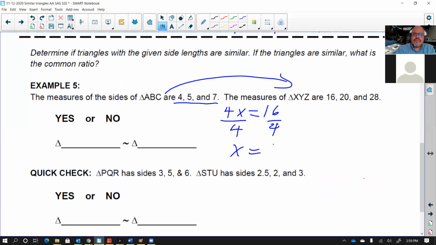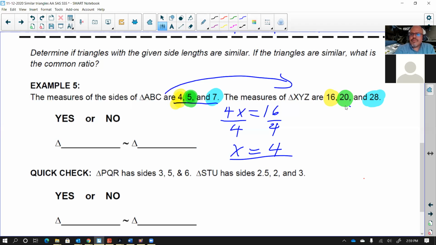So x is equal to 4. Now, if you notice, the smallest side is 4, and the smallest side over here is 16. The next biggest side is going to be 5 and 7, and then the largest side for both of the triangles is 5 and 28. I mean 7 and 28. We check this scale factor with all of this.